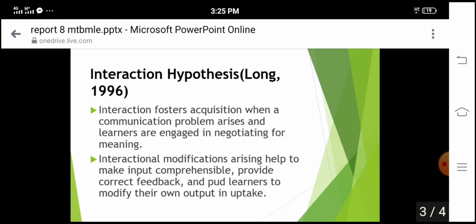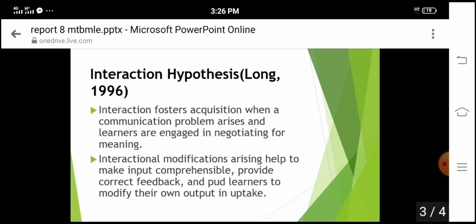Interaction hypothesis, Long, 1996. Interaction fosters acquisition when a communication problem arises and learners are engaged in negotiating for meaning. Ito naman ang pakikipag-ugnayan at nagtataguyod ng pagkuha kapag isang problema sa komunikasyon ay lumilitaw at ang mga mag-aaral ay nakikipag-ayos sa isang kahulugan.